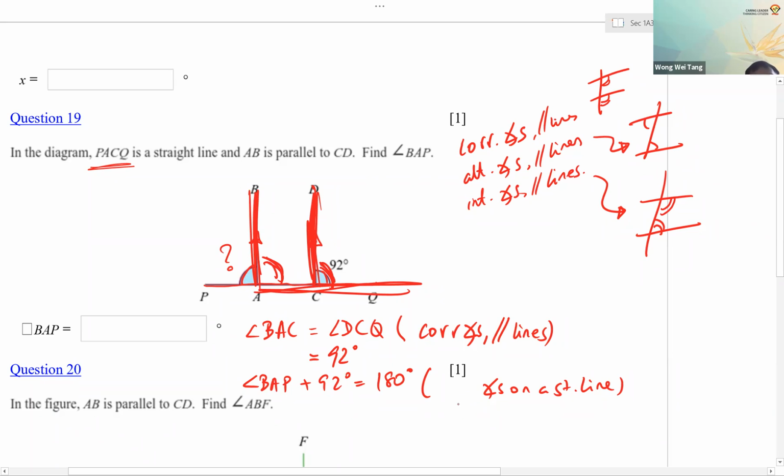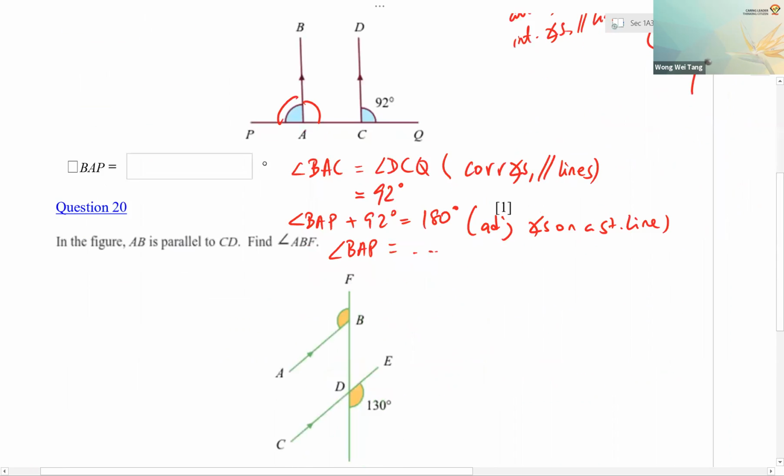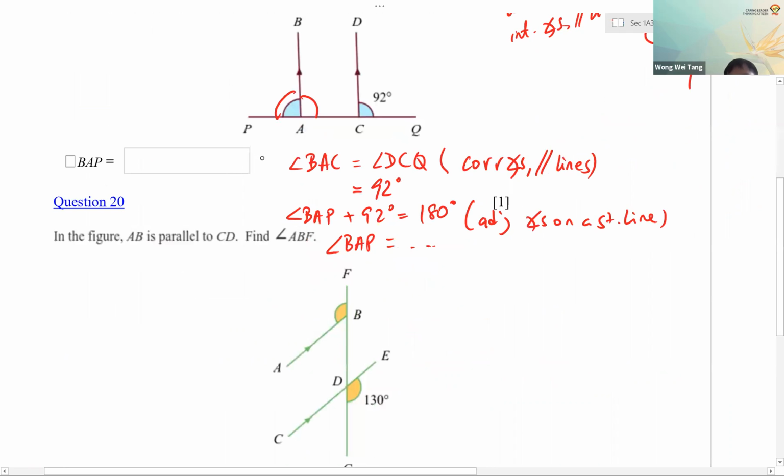Adjacent. So this is a common word that you always miss out. I need you all to remember it. Okay, Zhenyu, Jiaqi, remember to write it down. Adjacent means side by side, beside it. So where are the adjacent angles? 1, 2. They are side by side. So from here you can find out the angle BAP by yourself. Just subtract 92 on both sides. Okay, next.